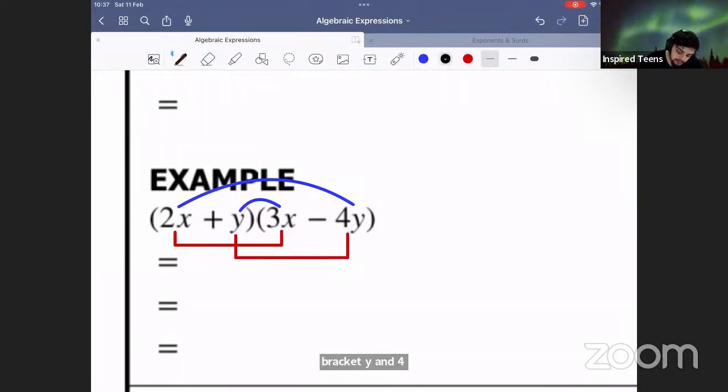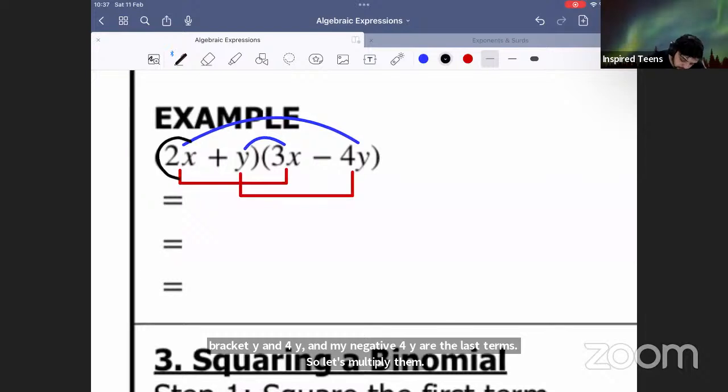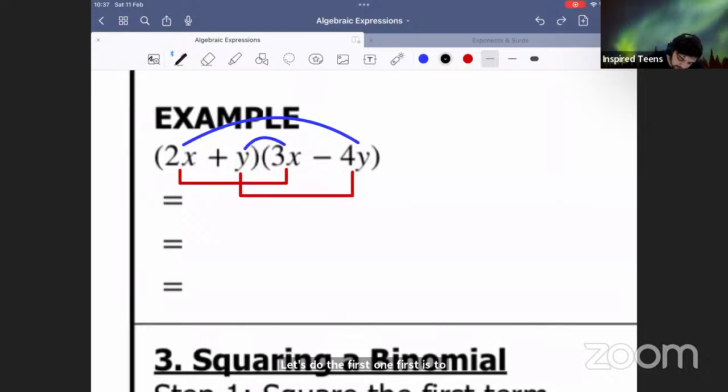So let's multiply them. Let's do the first one. First is 2x times 3x. 2x times 3x, that gives me 6x squared.